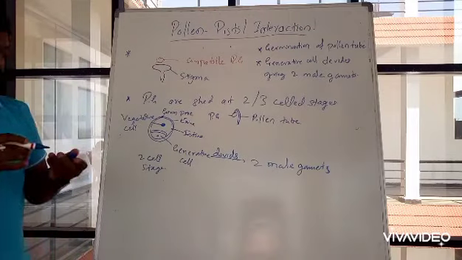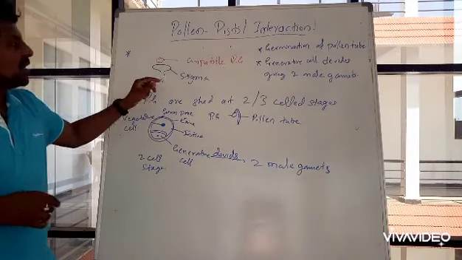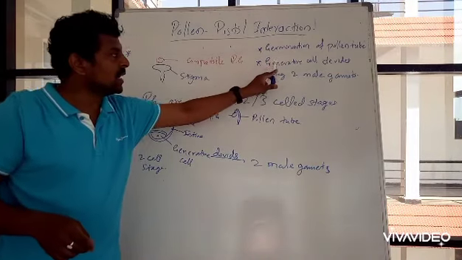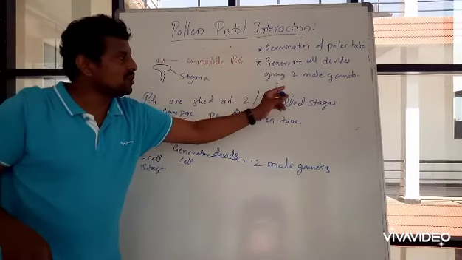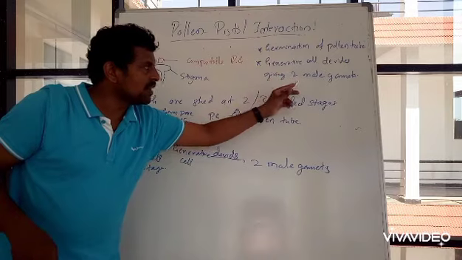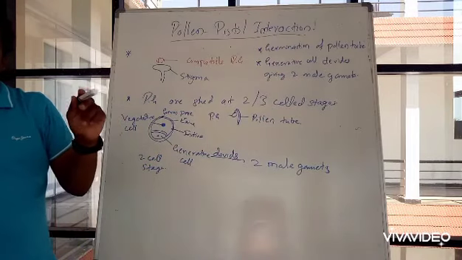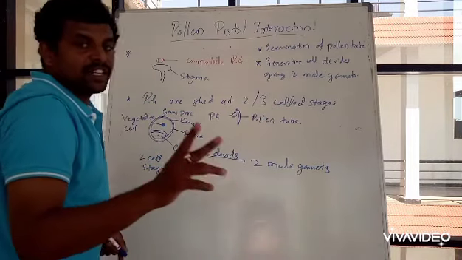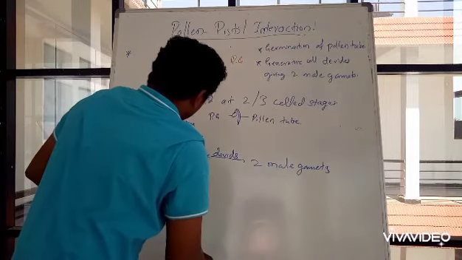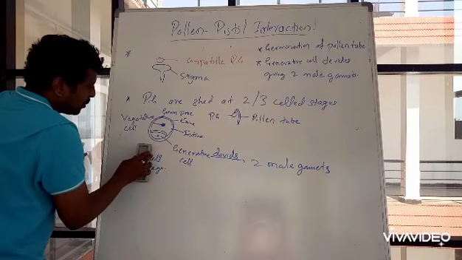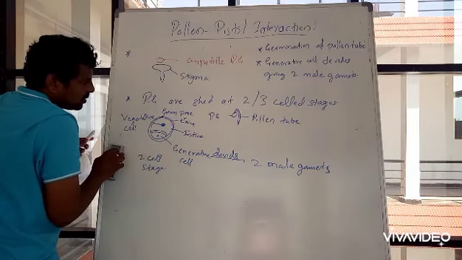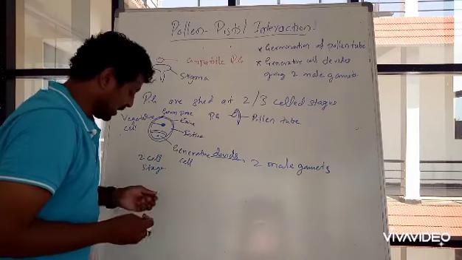Got it? The main two events which take place are, first one is germination of pollen tube and the second one is generative cell divides giving two male gametes. So these two events will take place. Hopefully you have understood. Now I will try to remove it. One more thing I will try to tell you.